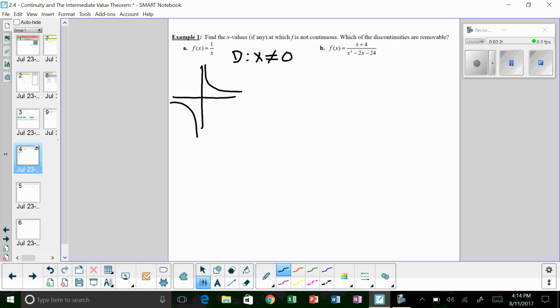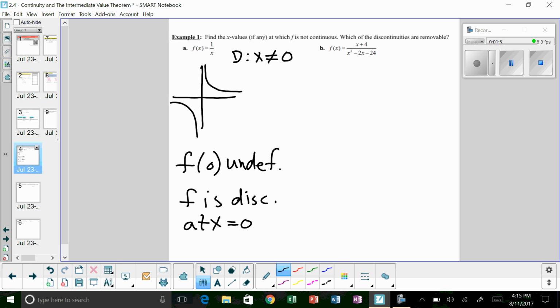So in this case, f of 0 is undefined, and because f of 0 is undefined, f is discontinuous at x equals 0.